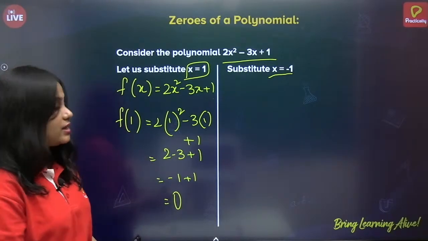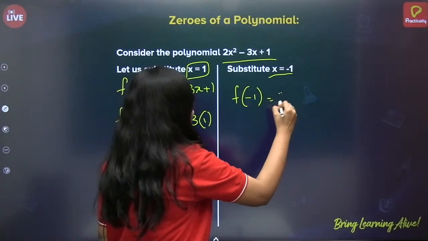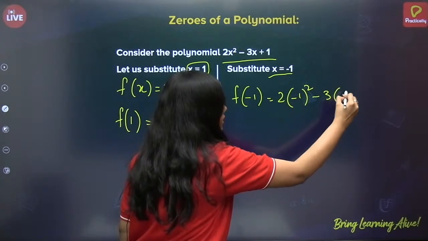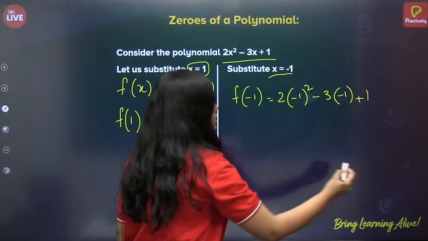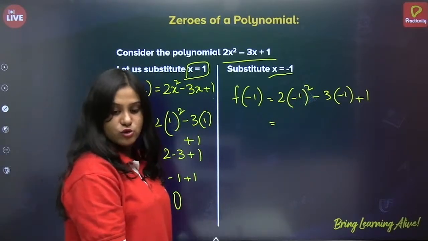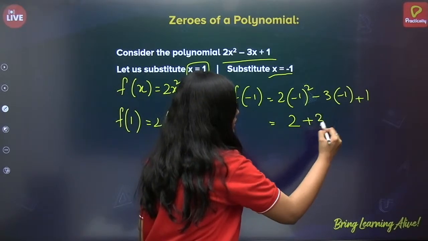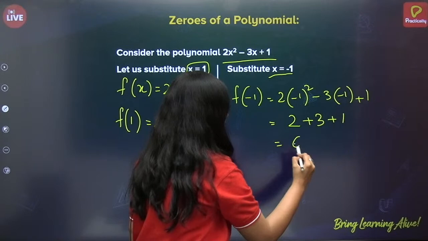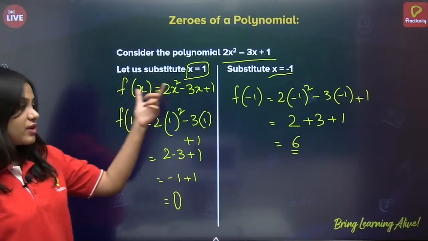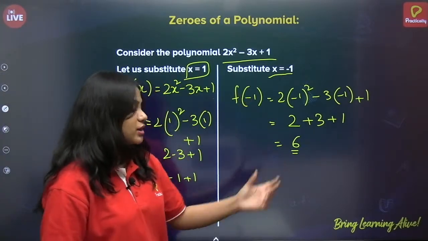Okay, let us see. Now f of minus 1. So 2 of minus 1 whole square minus 3 of minus 1 plus 1. So what is minus 1 whole square? It is 1. Okay, you got 6. Let us see. So this is 2 plus 3 plus 1, that is 6. Very good. So when you substitute x equals to 1, you got 0. When you substitute x equals to minus 1, you got 6.